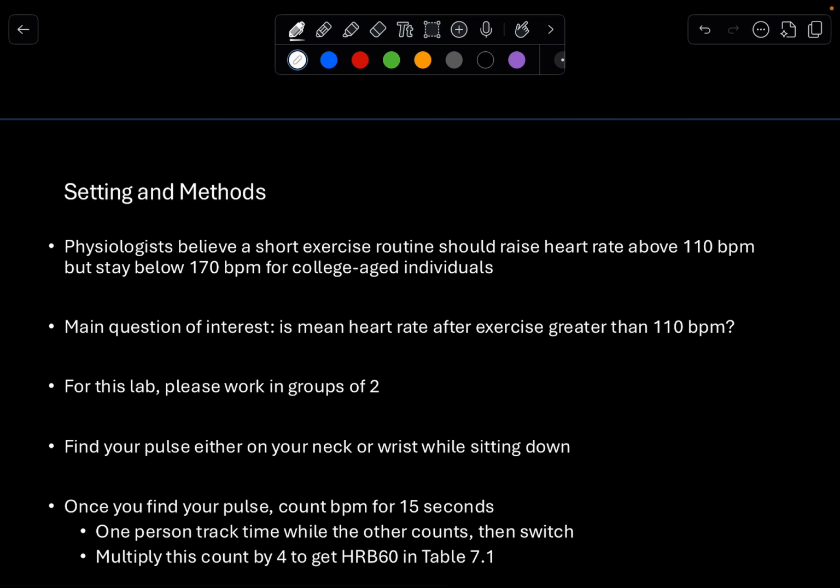Our main research question is: is mean heart rate after exercise greater than 110 beats per minute? You see greater than here, so you should be thinking your alternate hypothesis form definitely needs to be greater than, right? Since that's the research question. Okay, so work in groups of 2.